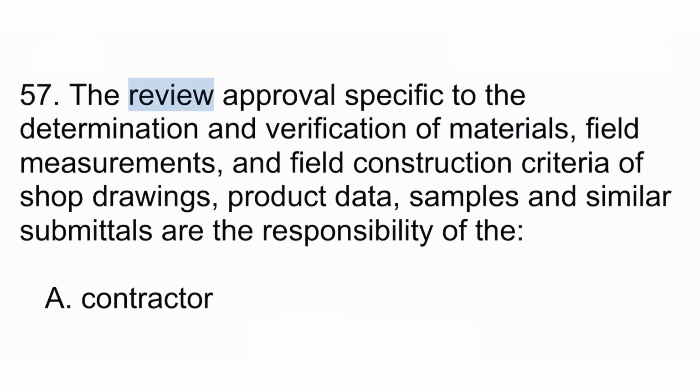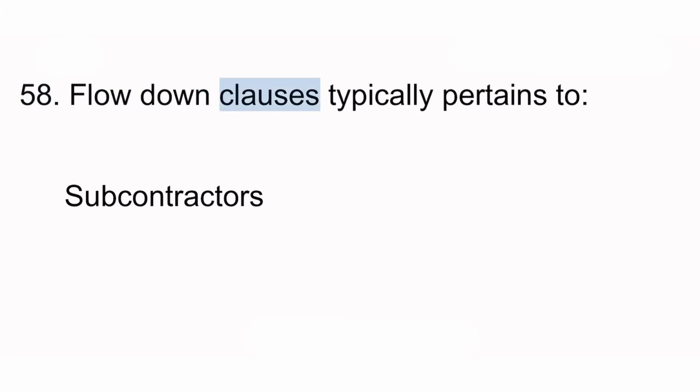57. The review approval specific to the determination and verification of materials, field measurements, and field construction criteria of shop drawings, product data, samples and similar submittals are the responsibility of the contractor. 58. Flow-down clauses typically pertain to subcontractors.